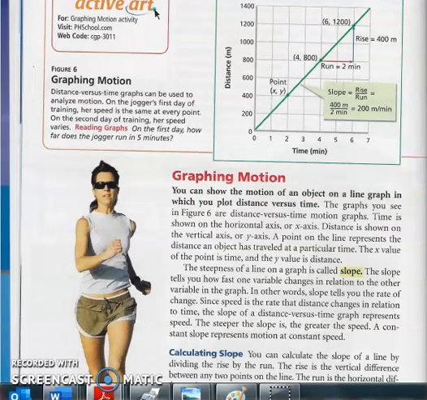The steepness of a line on a graph is called slope. So the slope tells you how fast one variable changes in relation to the other variable in the graph. In other words, slope tells you the rate of change. Since speed is the rate the distance changes in relation to time, the slope of a distance versus time graph represents speed. The steeper the slope, the greater the speed. A constant slope represents motion at a constant speed.